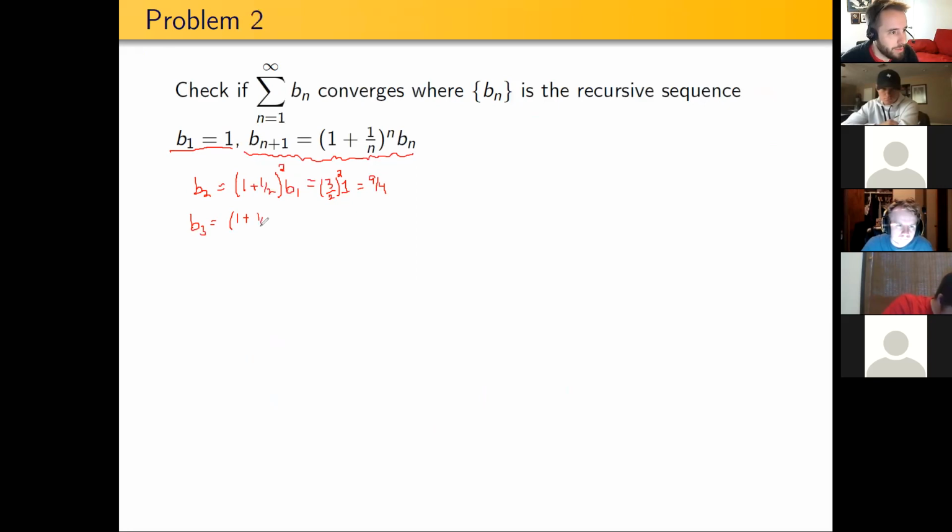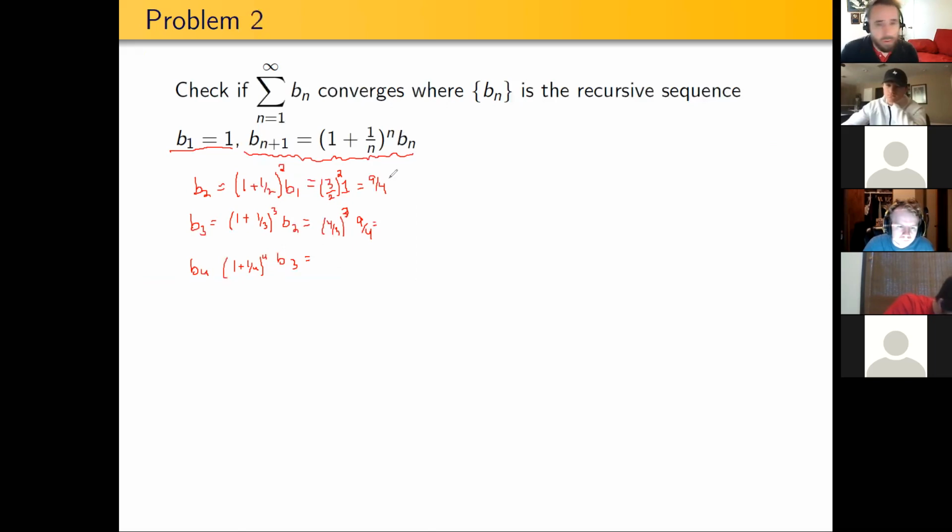So b sub 3 is 1 plus a third cubed times b sub 2. So that's going to be 4/3 cubed times 9/4. And already I don't want to deal with this, right? Like this is going to be some ugly fraction. And we continue to proceed, right? So we calculate b sub 4 by plugging in 1 plus 1/4 to the 4th times b sub 3, and so on and so on. So each successive term in a recursively defined sequence, each term is defined in terms of the terms that came before it.